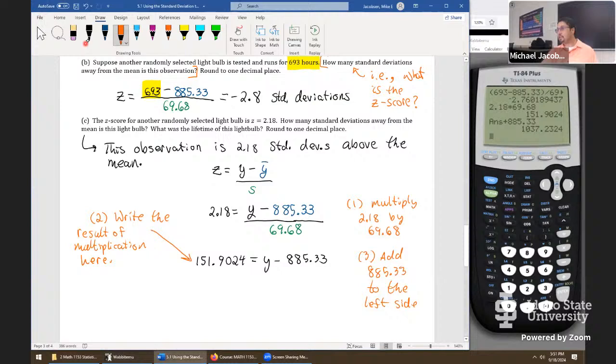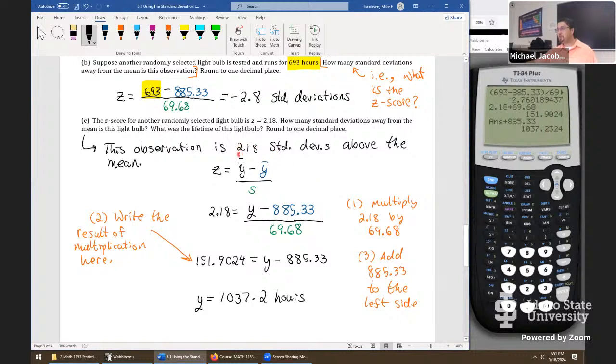So we have, depending on how you like to write your result, usually for me, if y is on the right, I leave it on the right. That just looks funny. Some people prefer just writing it this way. I'll go this route. Totally up to you which side y is on. Let's write y equals 1037 point. This is a good time to round to one decimal place. It'd be 0.2 hours.